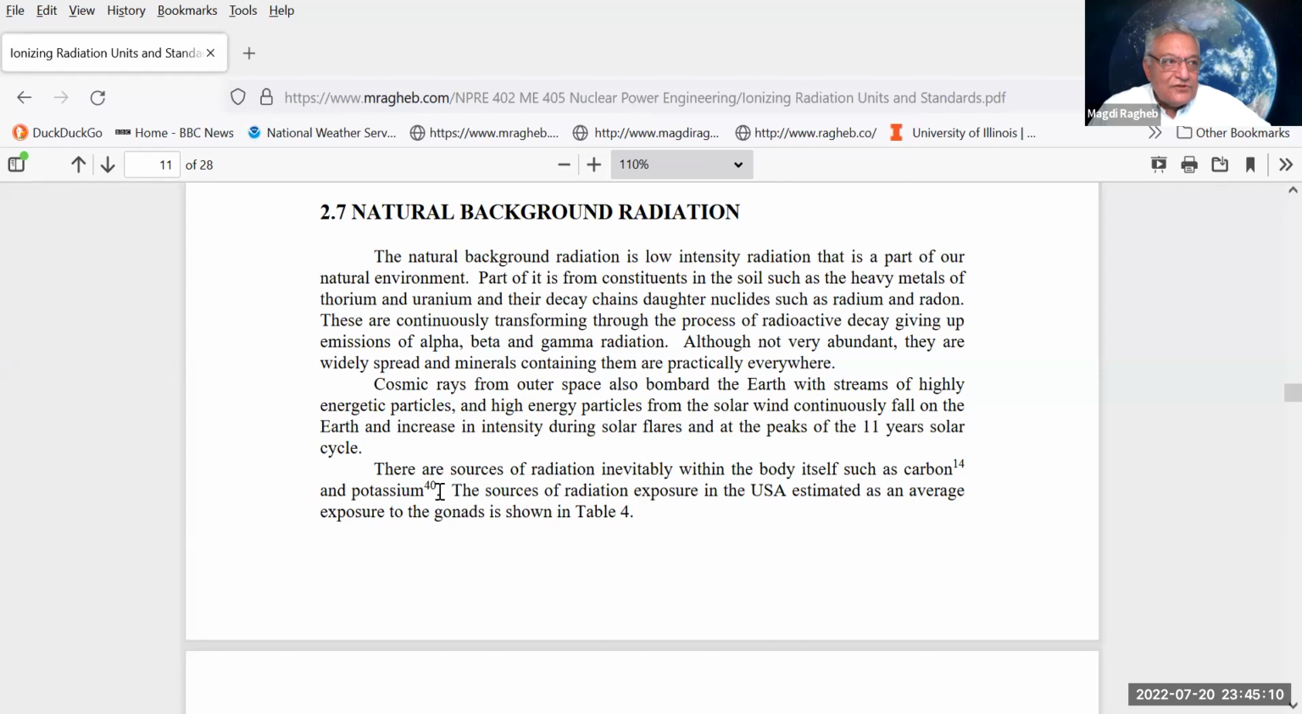0.01% of potassium in nature is the isotope potassium-40, and that one has a billion-year half-life. And potassium in our body is an electrolyte. It's necessary for the operation of our heart, our muscle. We cannot live without it. So 0.01% of it is the radioactive potassium-40.